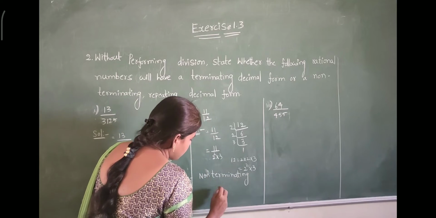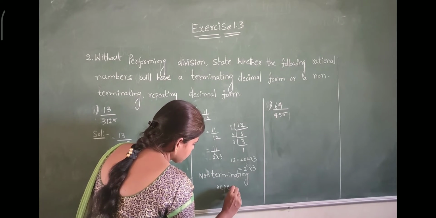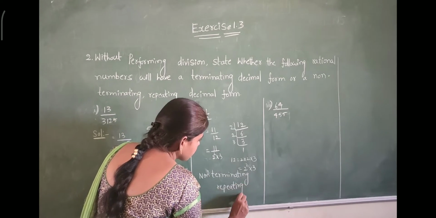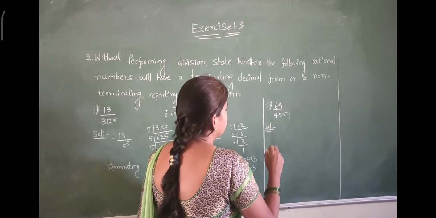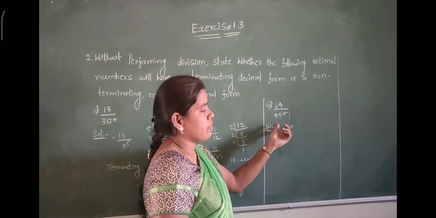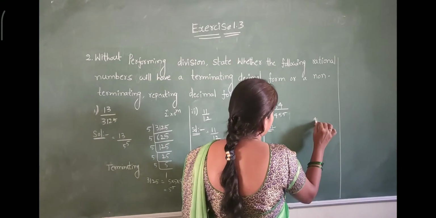Non-terminating repeating. Next, go for the third problem. Here also we have to write the prime factorization of 455.